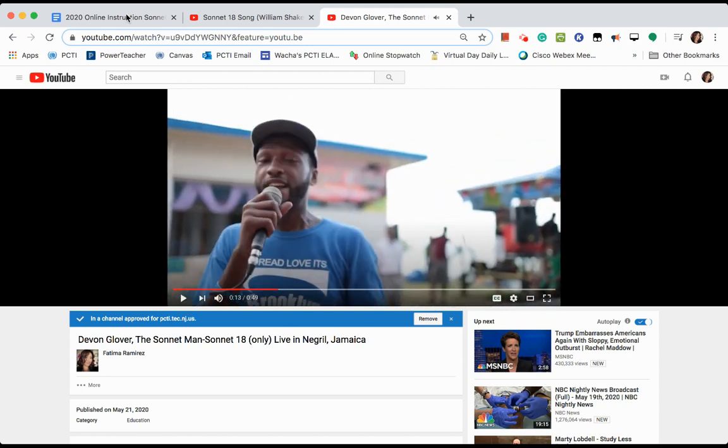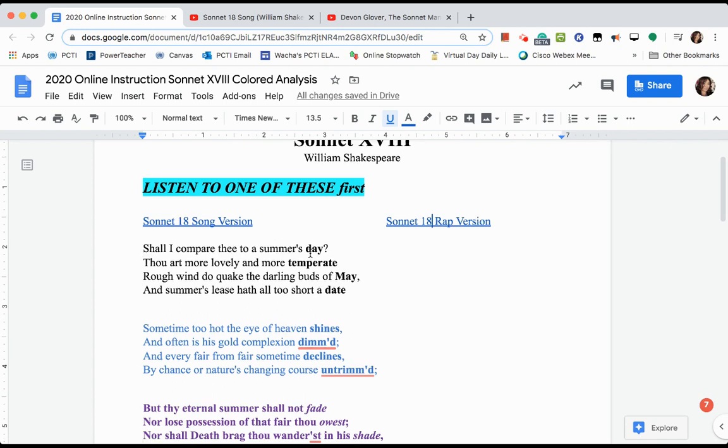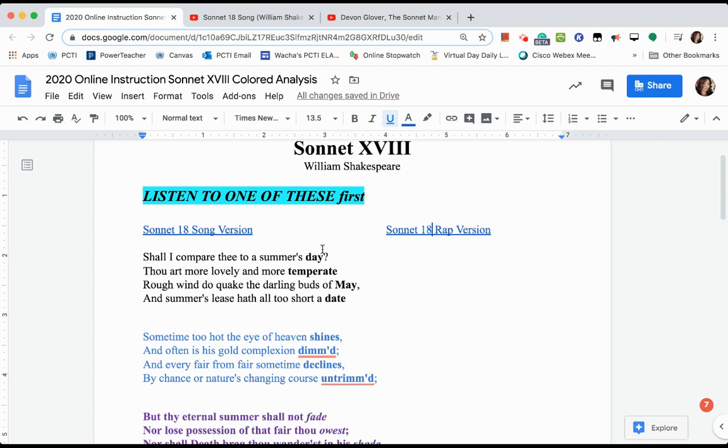Okay, so those are the two versions that I'd like you to hear before we actually read into this. You guys know that poems usually become songs. Any artist that is a songwriter, you can make their music into some kind of poem. So they include a lot of these different characteristics that Shakespeare used in his sonnets. So we are going to notice, as I mentioned, characteristics in Shakespeare's sonnet.